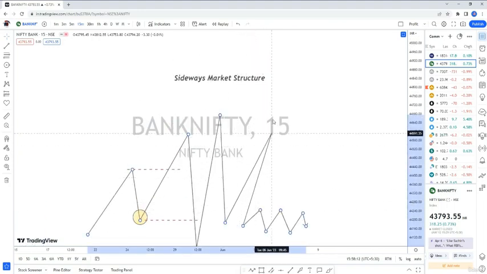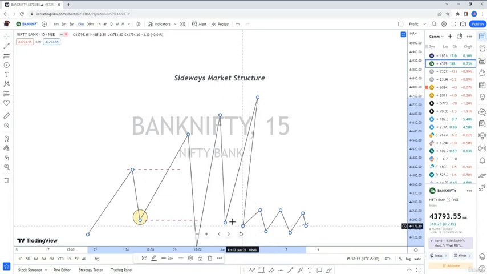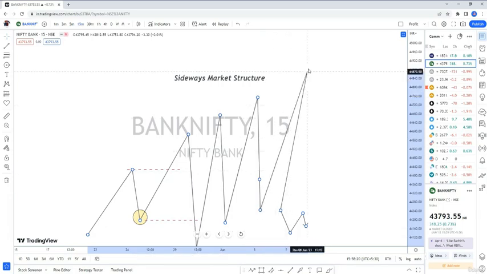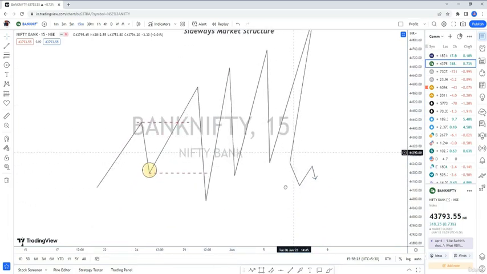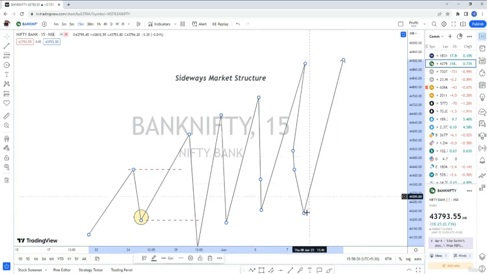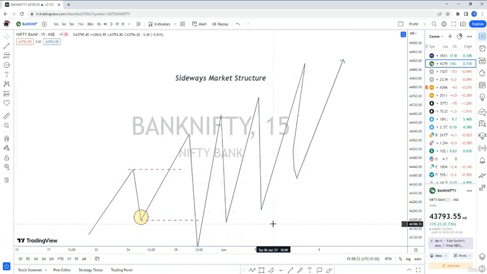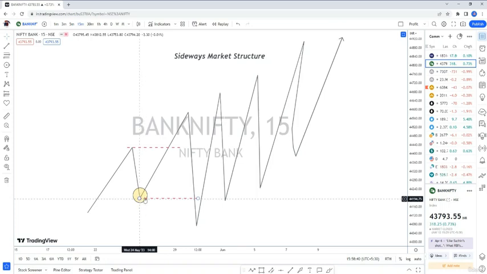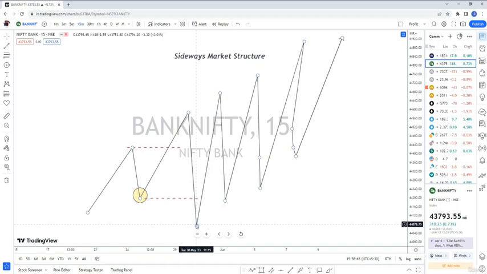It can continue like this. Don't you think it's possible? It's breaking to the upside, and here it's again breaking to the downside. As it was in an uptrend, this swing low was not expected to be broken. Now it has broken to the downside, we felt maybe it's a downtrend, and the market suddenly went up.